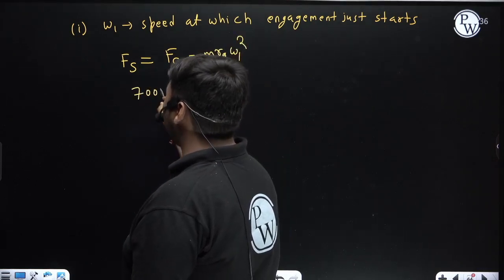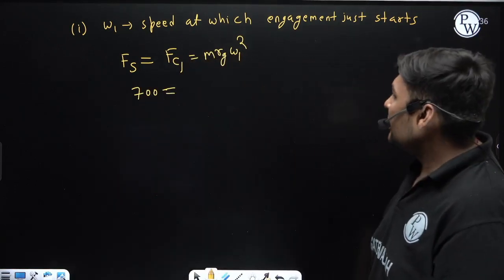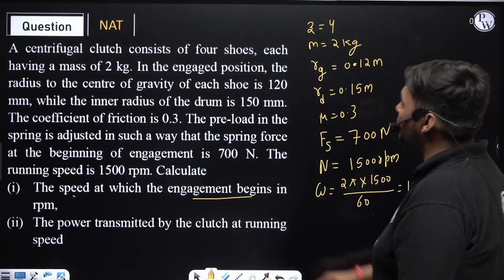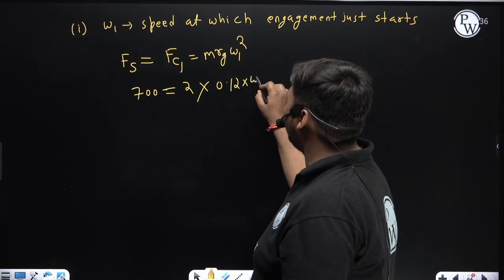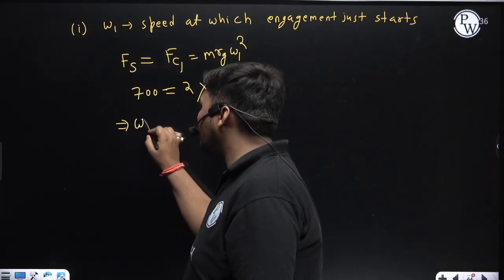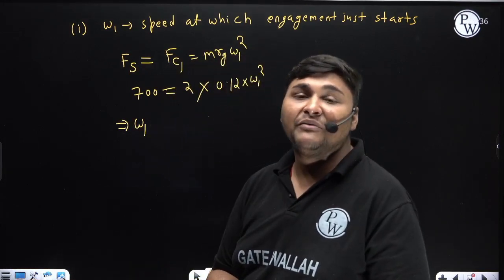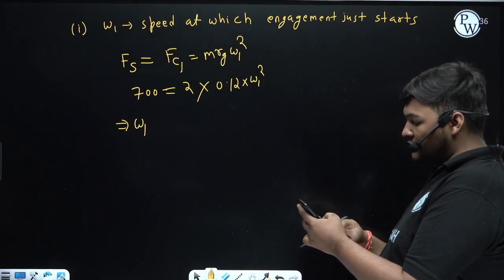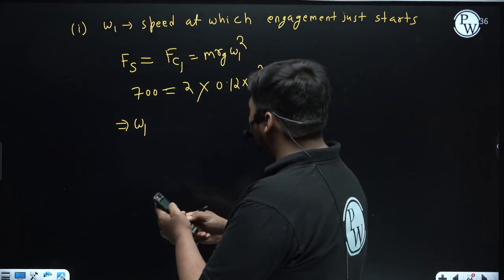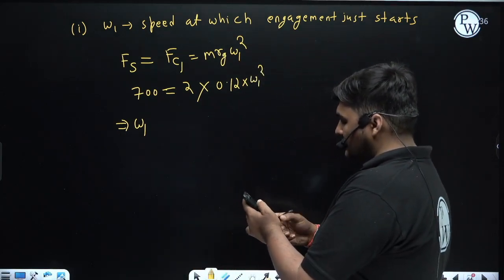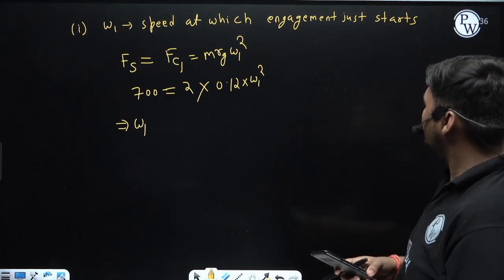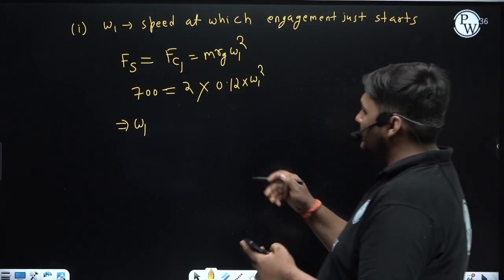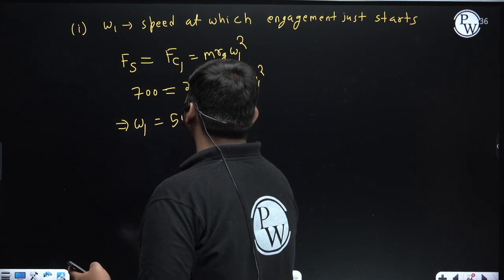Now the spring force is given, use SI units. I am putting the spring force in Newton, 700. It will be equal to m, the mass of each shoe, which is 2 kg, into Rg, the radius of center of gravity, which is 0.12 meter, into omega 1 square. From this equation, we can calculate the value of omega 1, that is the speed at which engagement will just start. It is coming 700 divided by 2 divided by 0.12, then square root. You can check the calculation. Omega 1 is coming 54 radian per second.